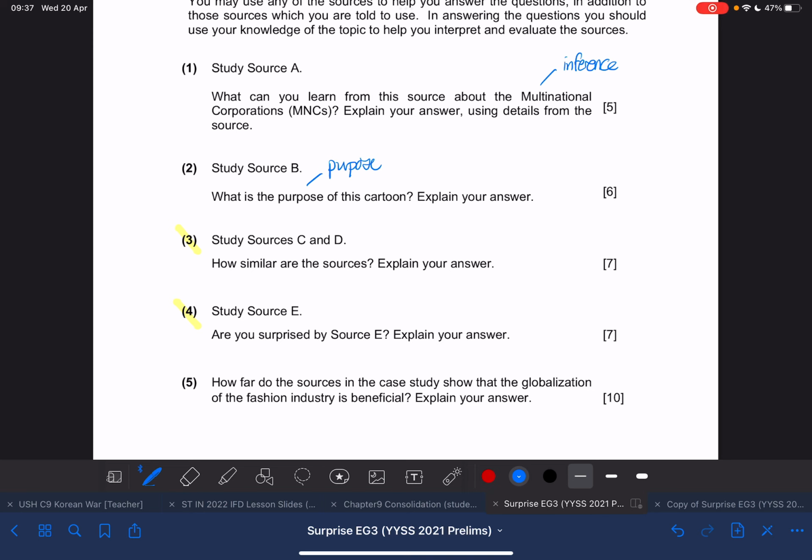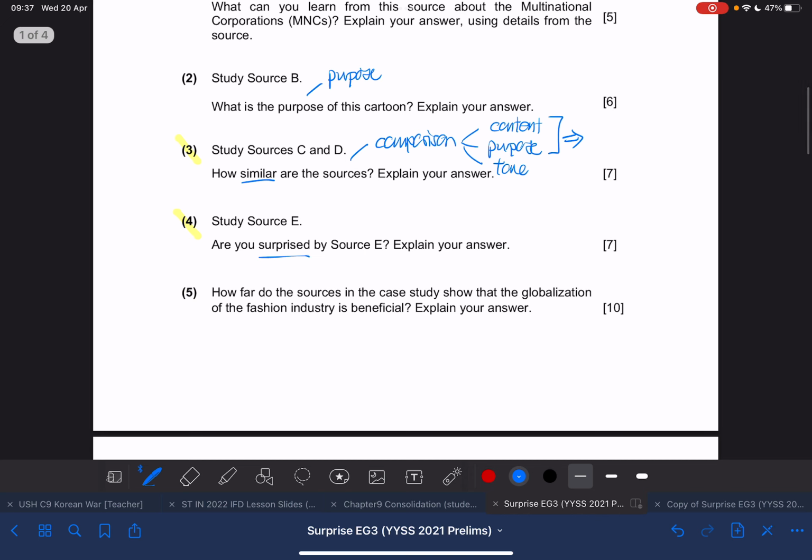Now, question 3, they also tell you this is a comparison because you see the word similarity. So you can either say that the sources are similar, or you can say that they are different, or both. And recall, we can compare the content, we can compare the purpose of the source, and finally you can compare the tone of the source. Generally, for my classes in particular, I will only recommend that you focus on these two, content and purpose.